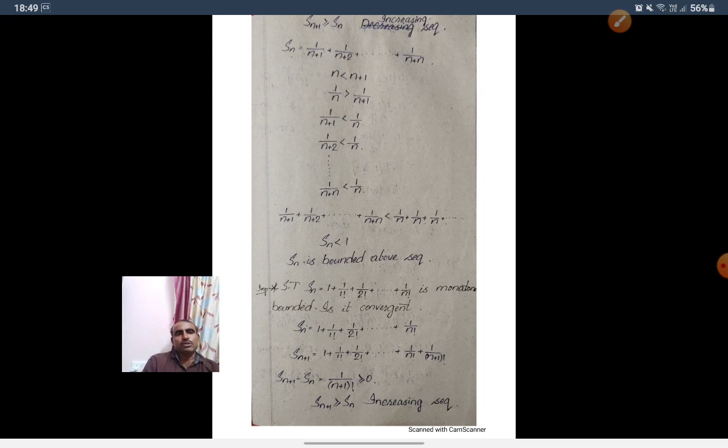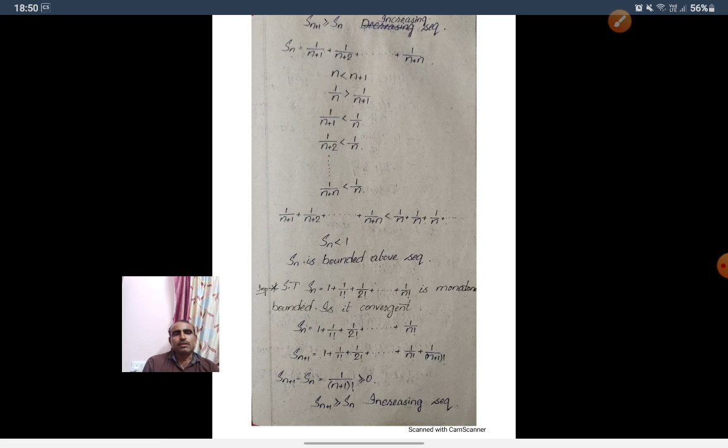Show that Sn is equal to 1 plus 1 by 1 factorial plus 1 by 2 factorial plus ... plus 1 by n factorial is monotone bounded. Is it convergent? If you prove it is a monotone bounded sequence, then it is convergent. So first, to prove it is monotone, it is either increasing or decreasing, and is it bounded?